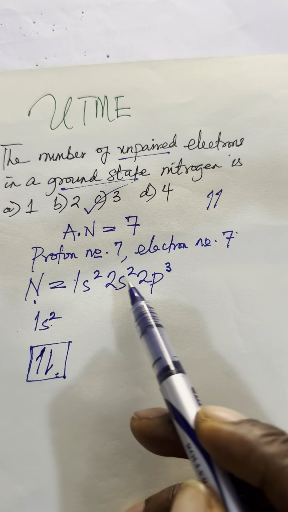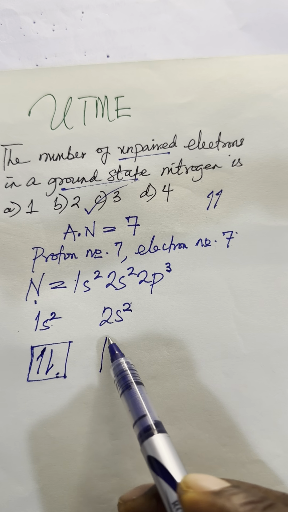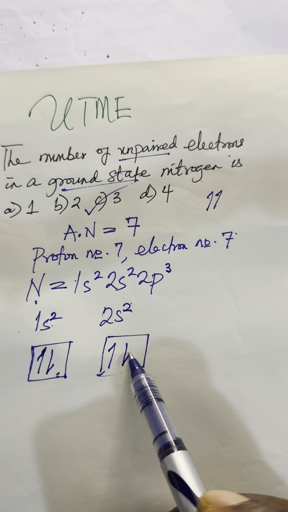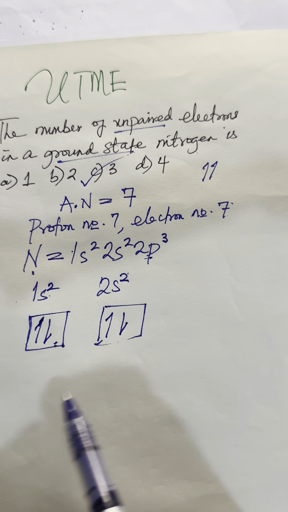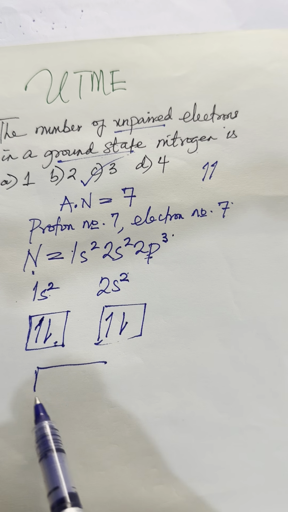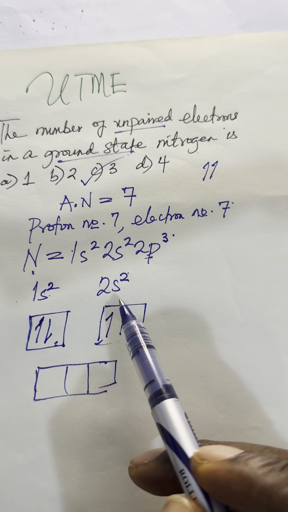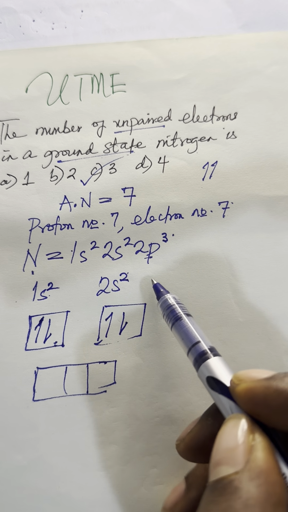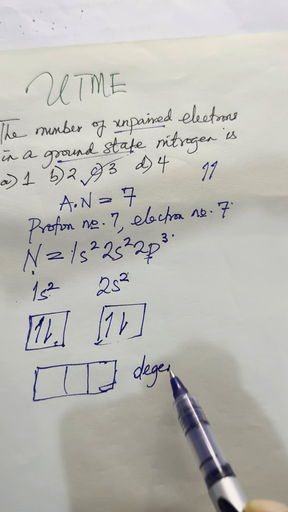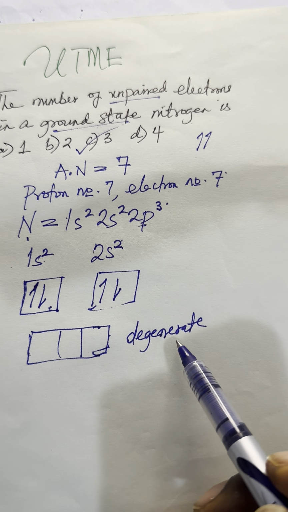So we've solved for this particular one. What about this 2s2? Remember, it is still the same thing. We have it in opposite spin, like this and also like this. On this third one, we have 2p3, so we get it in this form. For this 2p3, this is called degenerate. Have you heard of that word, degenerate, or some people call it degeneracy? This is a degenerate orbital.